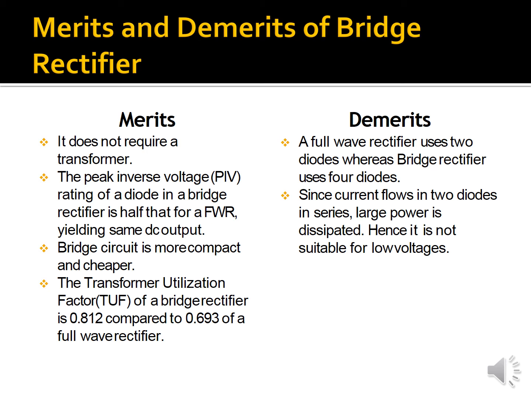When comparing with the full wave rectifier, the transformer utilization factor of the bridge rectifier is 0.813, since the full wave rectifier has 69.3% transformer utilization factor. The demerits are that the full wave rectifier uses 2 diodes whereas the bridge rectifier uses 4 diodes, so current flows through any 2 diodes in series and large power is dissipated, hence it is not suitable for low voltage.